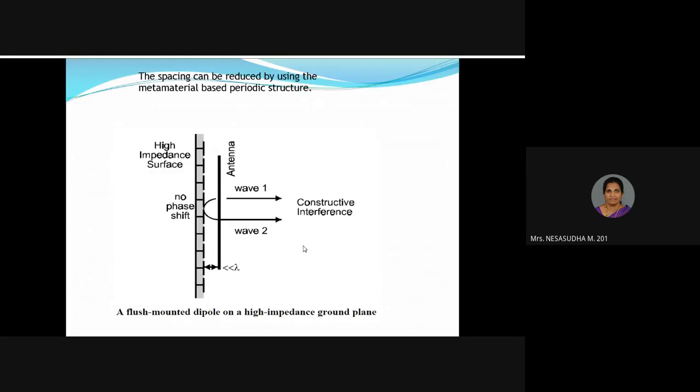Okay. When you are applying this metamaterial periodic structure, see the difference. In the previous case, it's a normal conductor, normal substrate. Here, it is metamaterial based, it may be the conductor or it may be the substrate. When you place the antenna, this spacing is not needed. Even if it is less than λ/4, you will still get radiation. Also here there is constructive interference. If there is no absorption and everything is reflected back, the total reflected wave will be the additive wave.